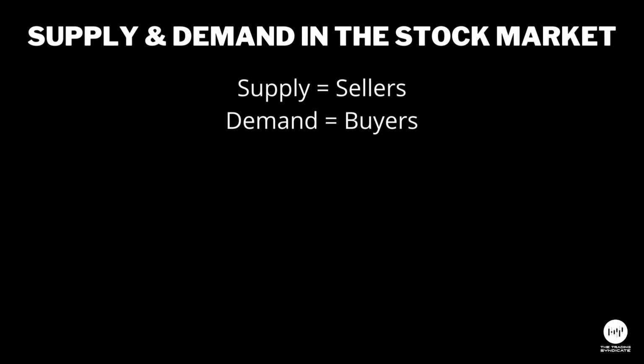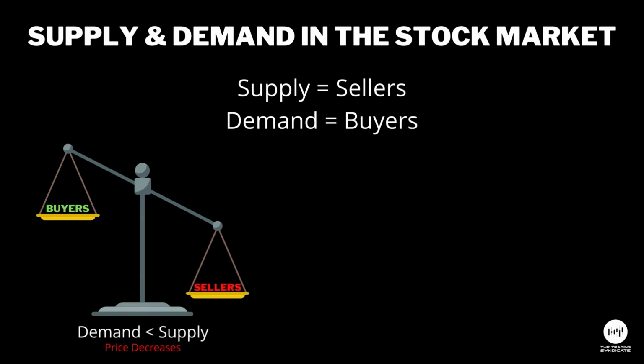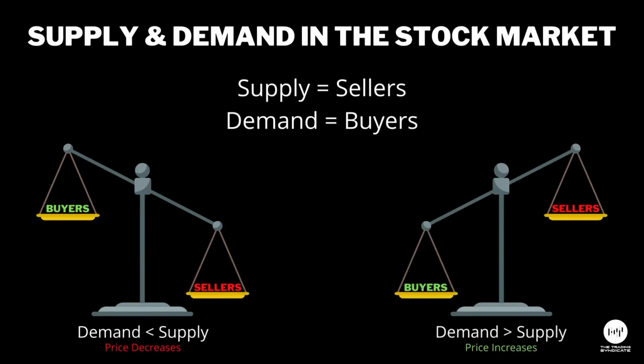In the market, supply can be thought of as sellers and demand can be thought of as buyers. Imbalances between sellers and buyers will drive the price either upward or downward. If there is more supply than demand, where there are more sellers than buyers, then price will decrease. Likewise, if there is more demand than supply, where there are more buyers than sellers, then price will increase. These imbalances cause price to move. And when price is balanced, this means that there are equivalent buyers and sellers, so price will not move.